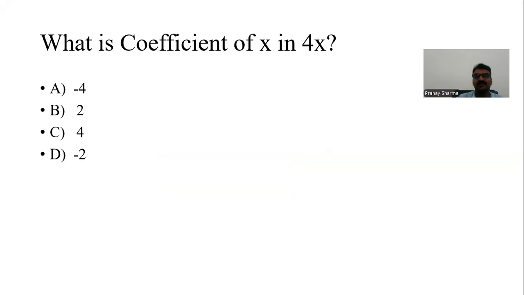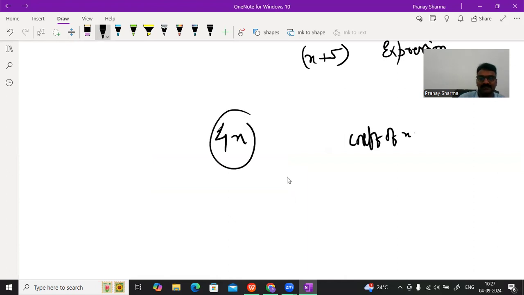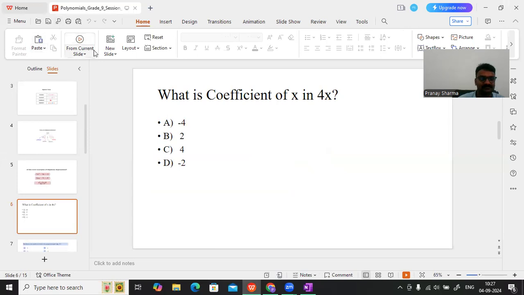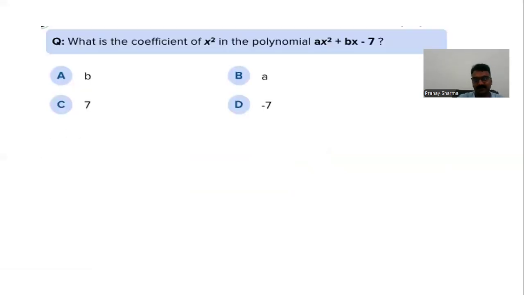Fine. Now they're asking you what is the coefficient of x in 4x. So again, we'll move back to our whiteboard. Coefficient of x in 4x. Take this term, divide it by x. Whatever you are left with is going to be your coefficient, right? I hope this is clear. So the answer is 4.